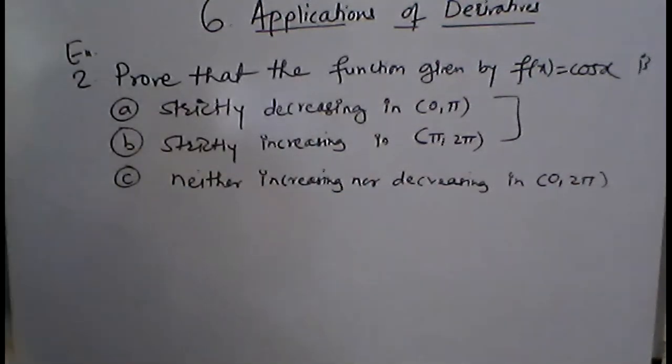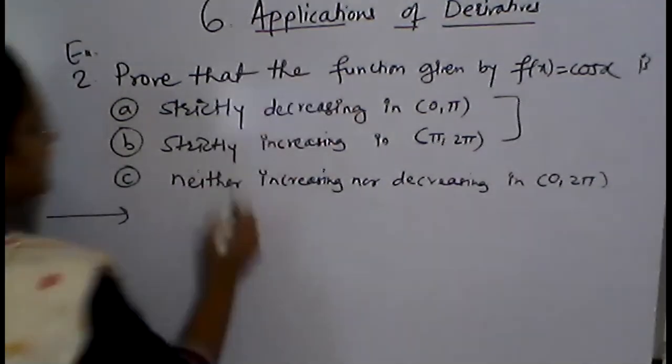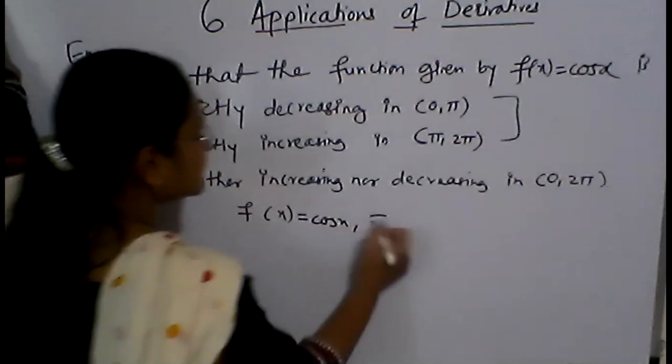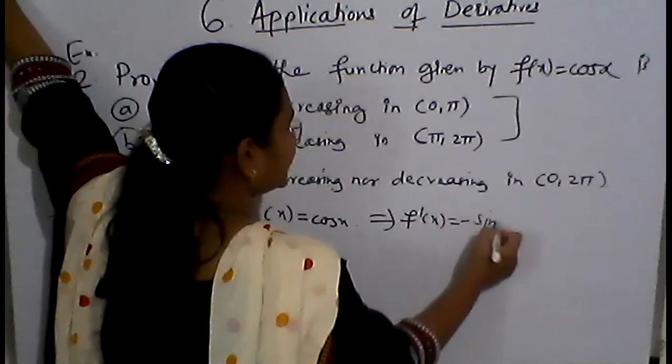Okay. Now see student, what is the derivative of cos x? Minus sin x. Okay. Now student, you tell me for 0 to pi. Now here we'll find the derivative. f of x is cos x, then the derivative f dash of x will be minus sin x.